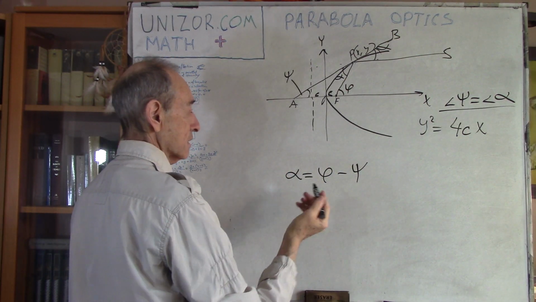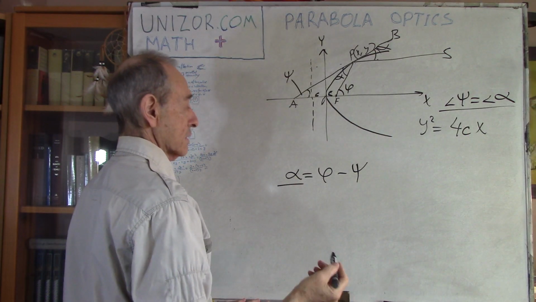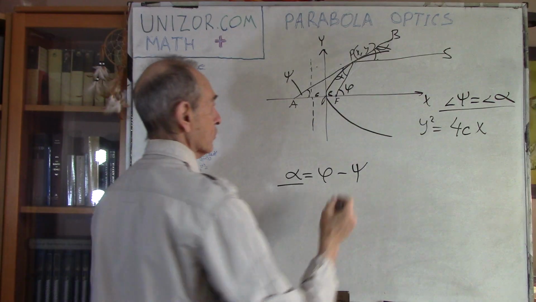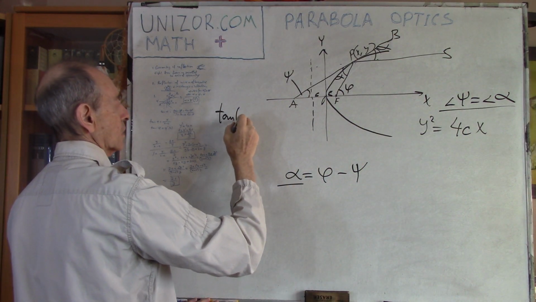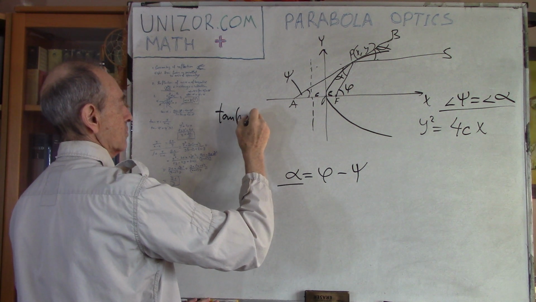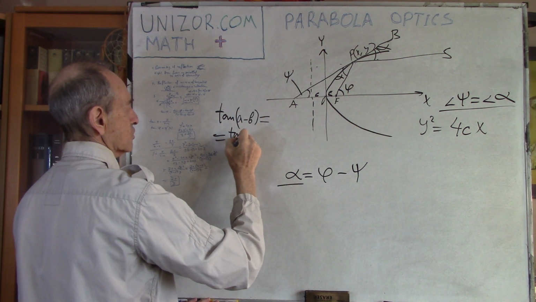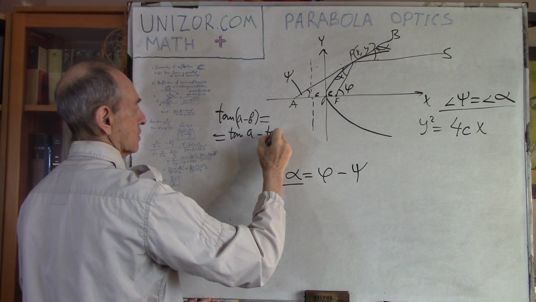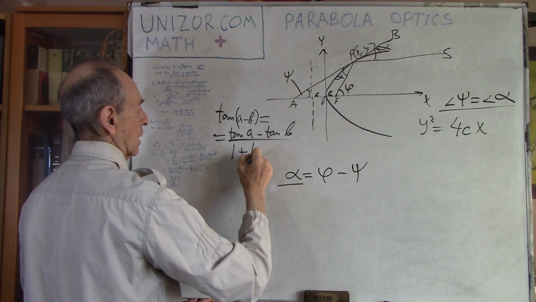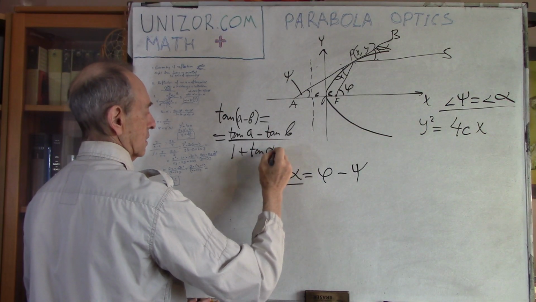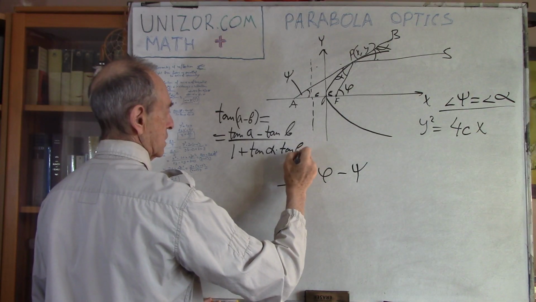So how can I find the tangent of alpha? Well, obviously there is a formula for tangents. The tangent of a minus b is equal to tangent a minus tangent b, divided by 1 plus tangent a times tangent b.